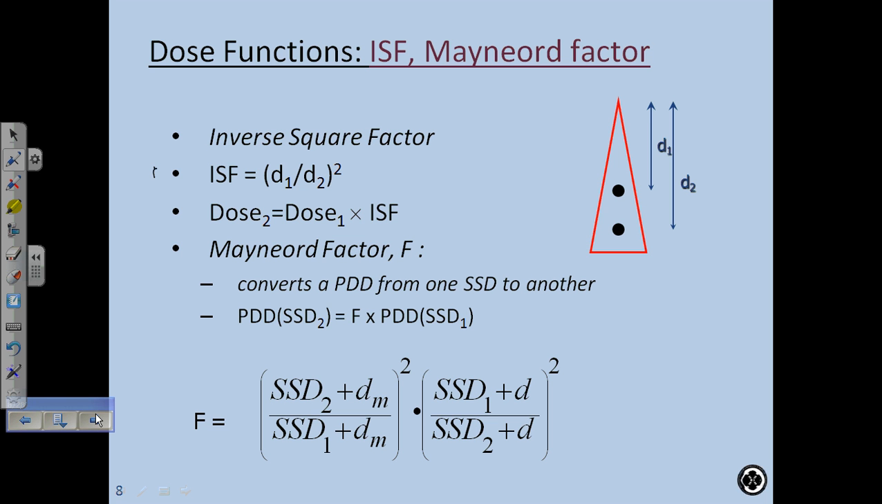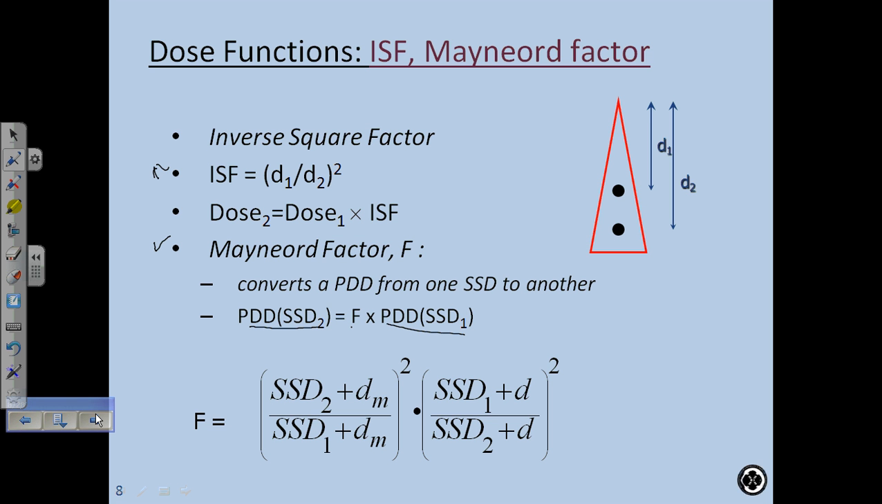This is the inverse square factor that you guys know about. So dose 2 is equal to dose 1 times ISF. We've already talked about that. Now the Mayneord factor converts a PDD function from one SSD to the other. So the PDD for SSD2 is equal to the Mayneord factor times the PDD of SSD1. The assumption is that you've got one PDD for a particular table of SSD1, and then you're going to calculate this to convert it to an SSD2. And this is what the F is.